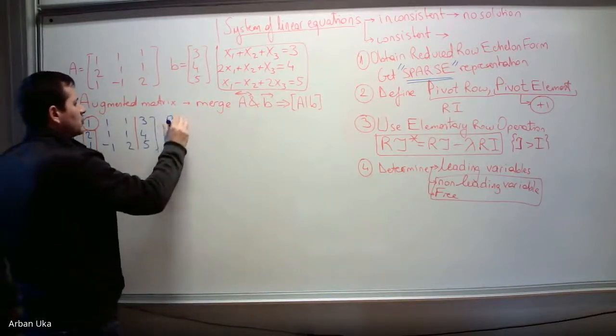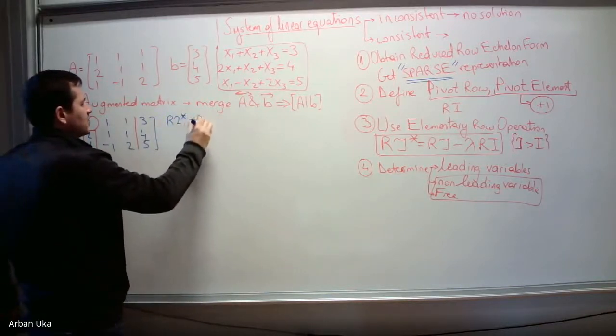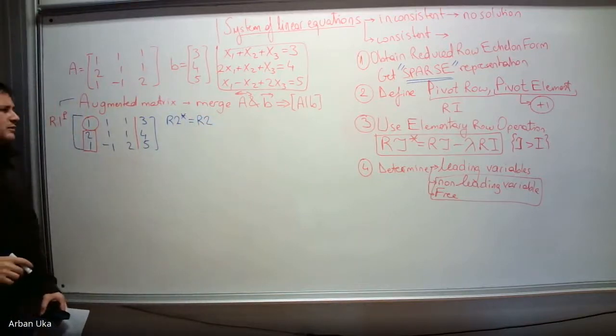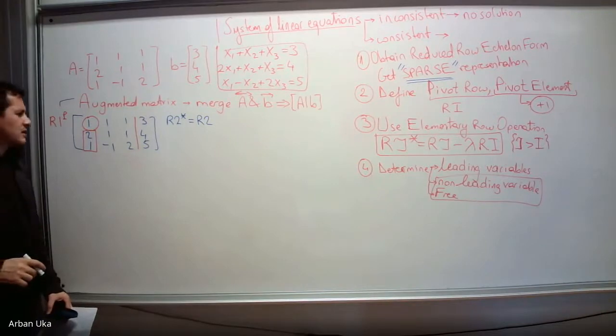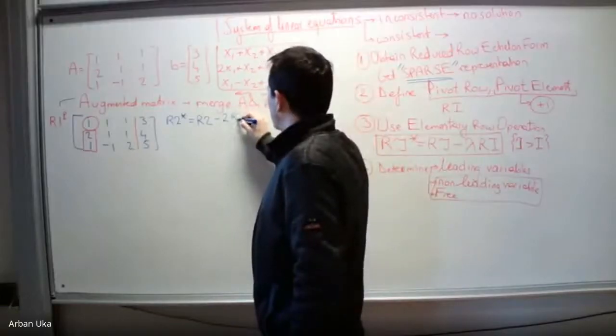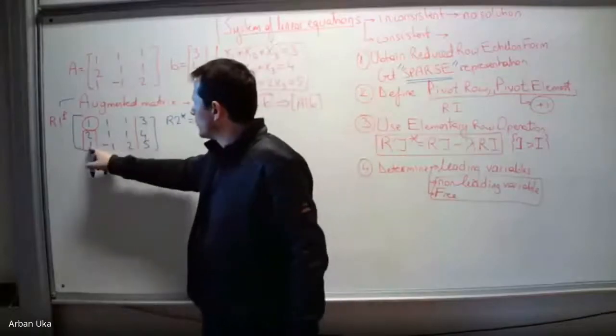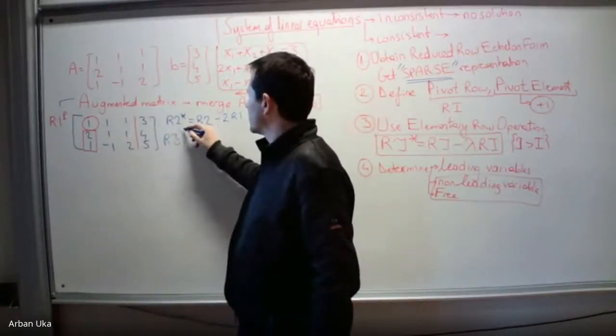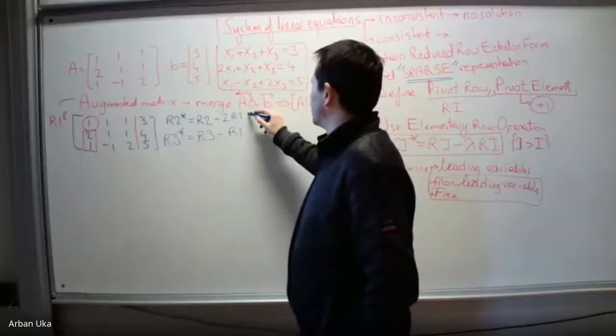write that R2 star is equal to R2, and then what? How can we modify R2 so that we can make this 2 equal to 0? Minus the double, 2R1, yeah. That's good. Minus 2R1, okay? Then we want to make this one 0. How can we do it? We say R3 star is equal to what? R3 minus R1. R3 minus R1, okay.